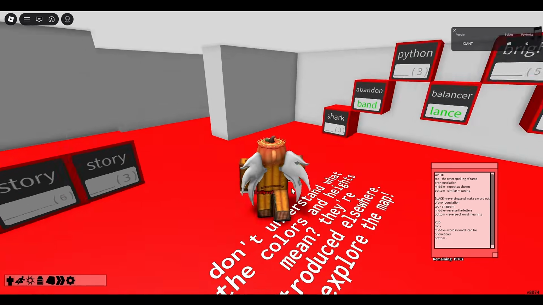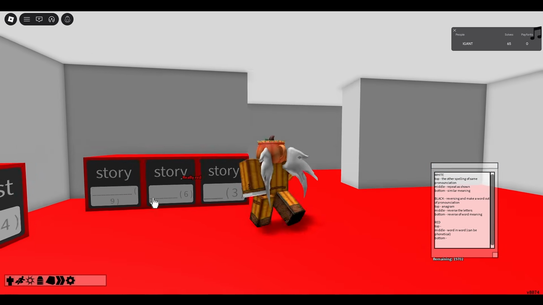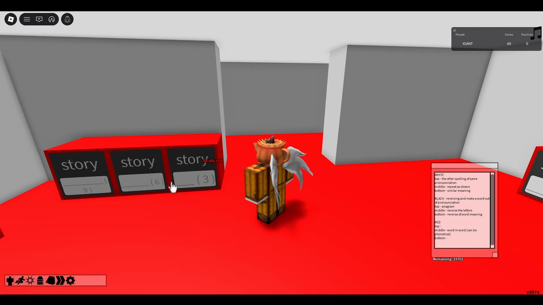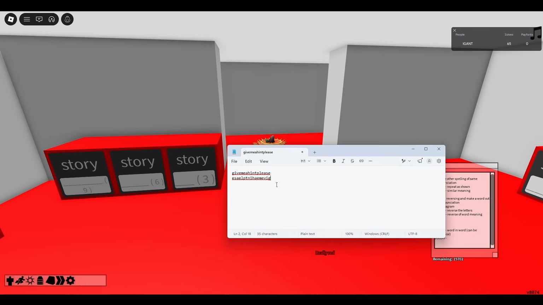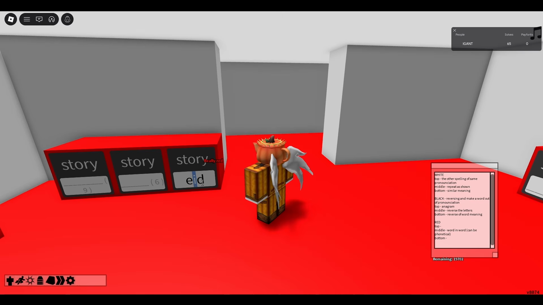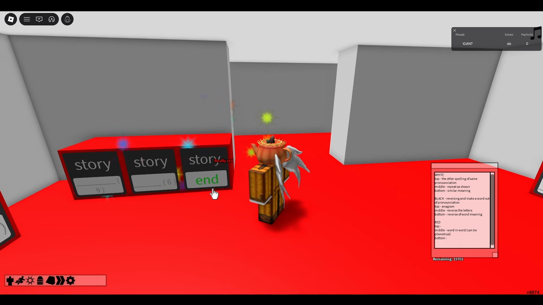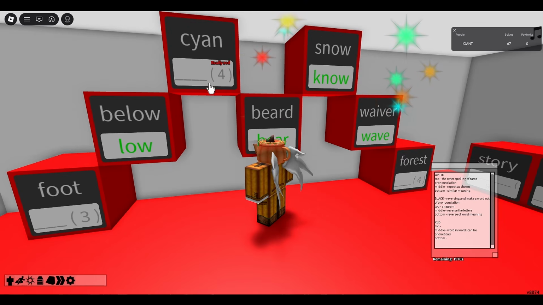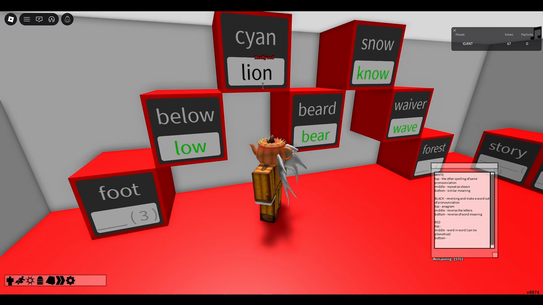Does that make sense? Right, let's figure out the rules for the bottom ones here. So these are all the same word, but they all have different answers. That's strange. Let's figure it out. Starts with E, ends with D, and then there's one letter in the middle. What word is this? Let me just try every letter on my keyboard. End. Why did I not figure out it was end? The end of the story. What the word implies next? No. Okay. Cyan... Lion? No.